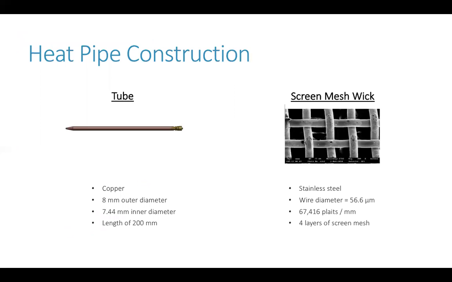And so for the experiment, the heat pipe consisted of a copper tube with an 8 mm outer diameter, 7.44 mm inner diameter, and a total length of 200 millimeters. And that was paired with a screen mesh wick made of stainless steel with a wire diameter of 56.6 micrometers and about 67,000 plates per millimeter. And it consisted of 4 layers of this screen mesh. Next slide.